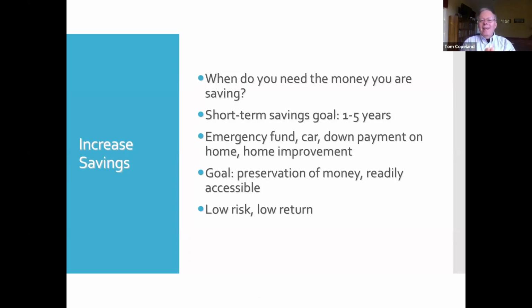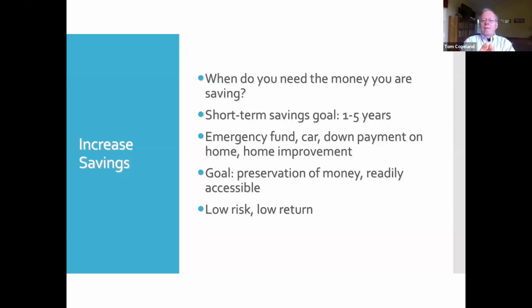When do I need the money? If you need the money within about 5 years, we call this a short-term savings goal. It could be to create or fund an emergency fund, or buy a car, or make a down payment on a home, or make a home improvement. Something that you need within the next 5 years.